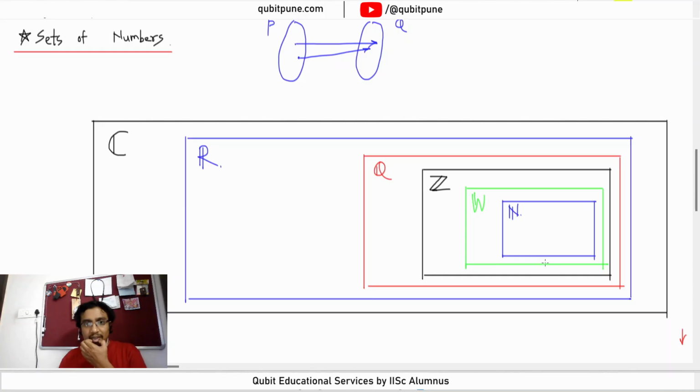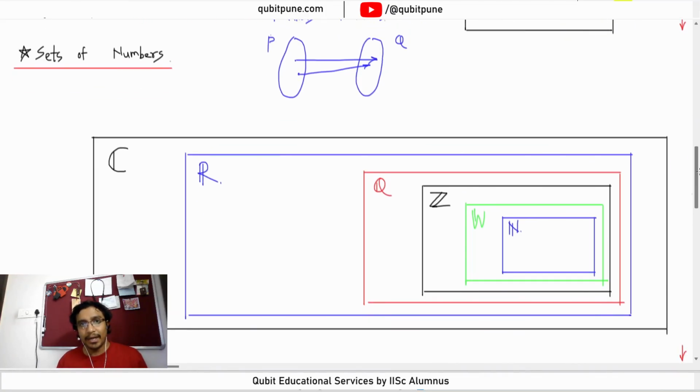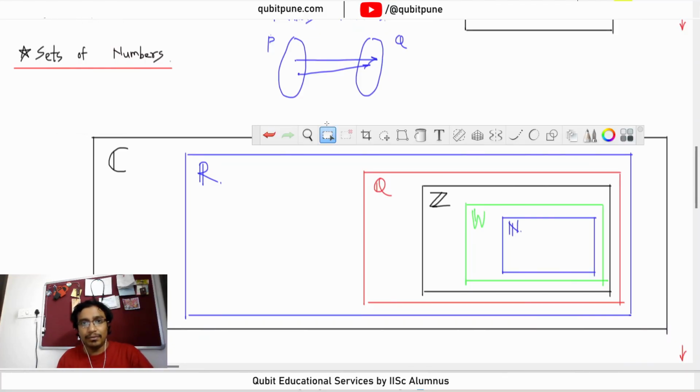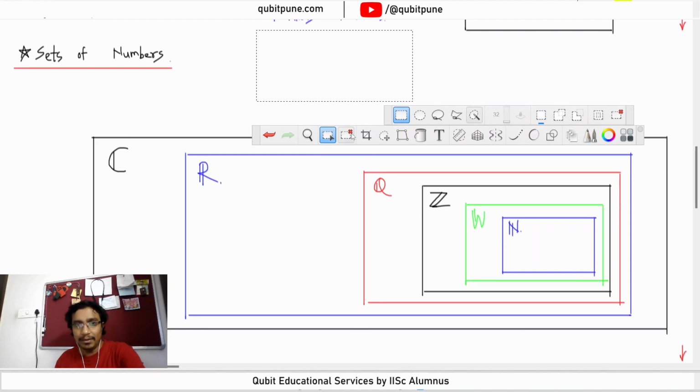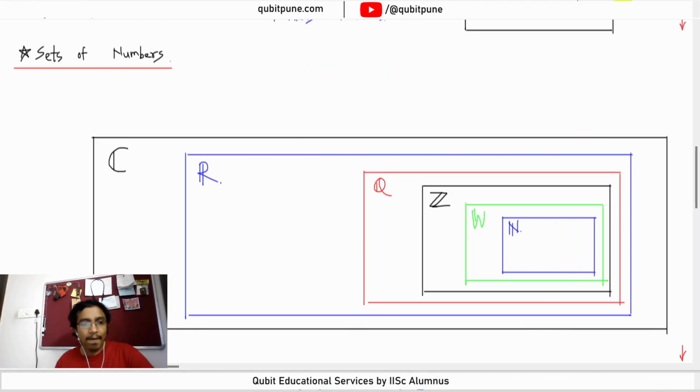Okay, so let us write these things down in the list form or the roster form, and whenever that is preferred, we will also use the set builder form. Point 1. Let's begin with the set of natural numbers. What is it? 1, 2, 3 and so on.